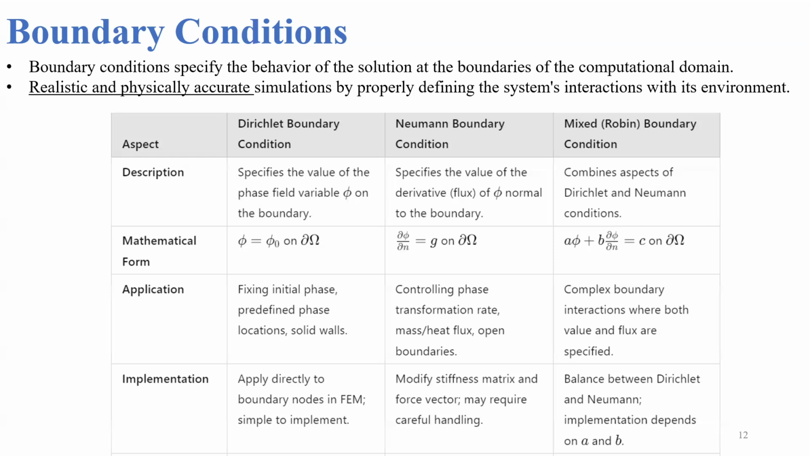When we want to fix the initial phase and have solid walls, then Dirichlet boundary conditions are good. But if you want to control the flux or the rate of change of the field variable, then you might have to apply Neumann. And for complex boundary conditions where we have multiple objects, some are fixed, some are flux-based, then you have to apply mixed boundary conditions. For implementation, Dirichlet boundary conditions are directly applied to nodes in the FEM, the Neumann for stiffness matrices and force vector, and Robin or mixed boundary conditions can be used where we have a combination of both of these.